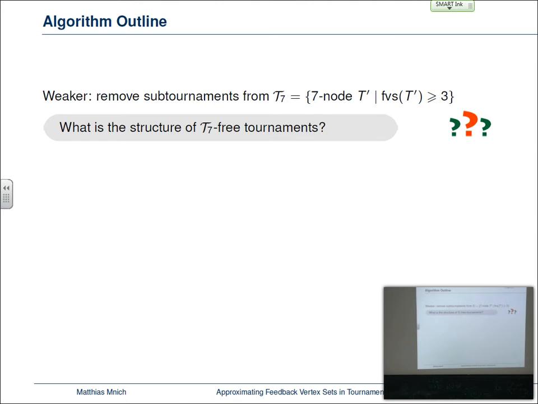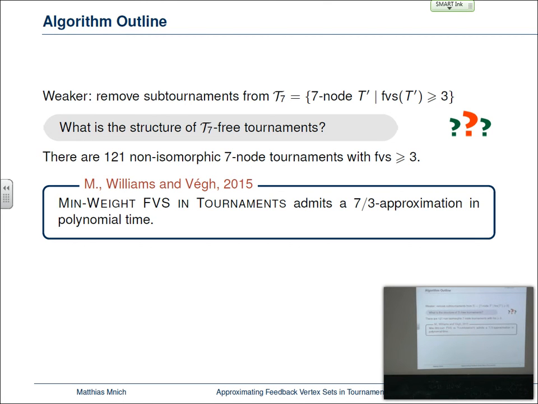Now we want to do again as the people in the 5/2 approximation. So we ask what is the structure of T7-free tournaments. But whereas there were just 3 T5 tournaments, there are 121 isomorphic 7-node tournaments in this T7. And I don't know how many graduate students you can employ on such a task. I don't have that many, so we needed to understand the structure for this. And this we can use to give a 7/3 approximation.